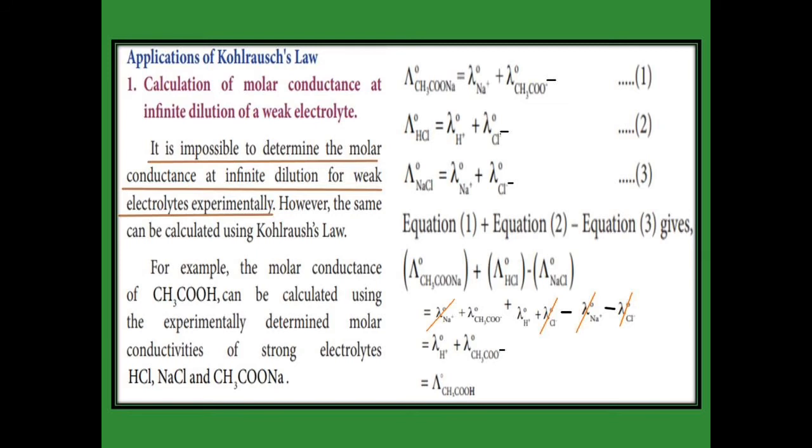Now the first two equations I am going to add and then subtract the third equation. So the first two equations give sodium plus CH3COO minus and H plus Cl minus. Afterward the third equation means minus Na plus minus Cl minus. So they will cancel each other: lambda sodium plus minus lambda sodium plus, and the same way lambda Cl minus minus lambda Cl minus will cancel each other. Now we get lambda H plus and lambda CH3COO minus. Adding together we get the molar conductance of acetic acid. So Kohlrausch law is used to find out the molar conductance at infinite dilution of the weak electrolyte.